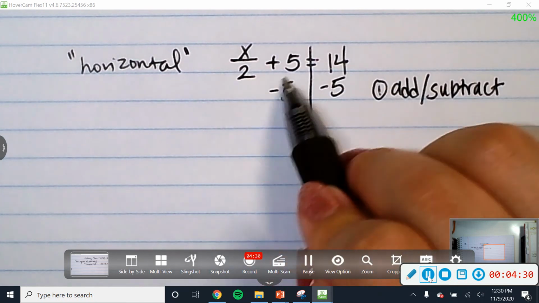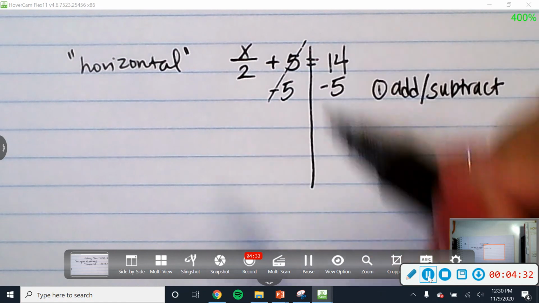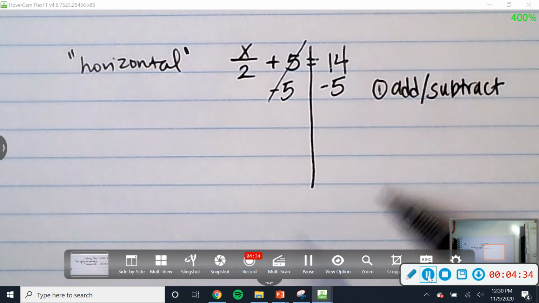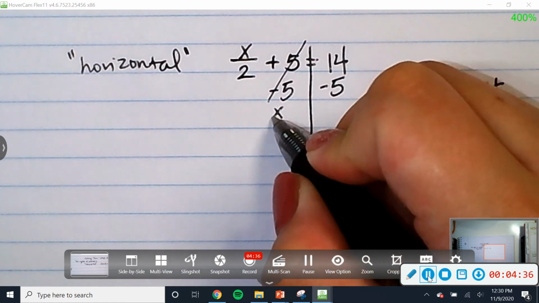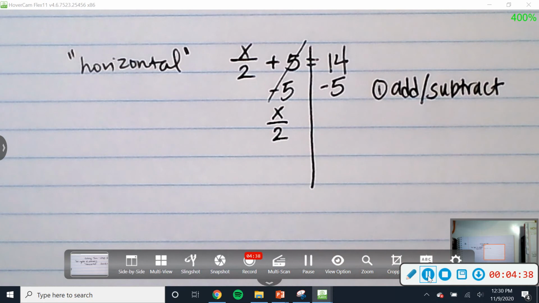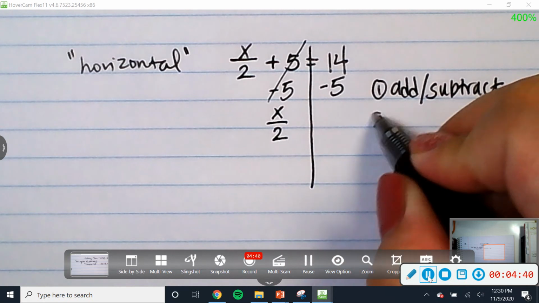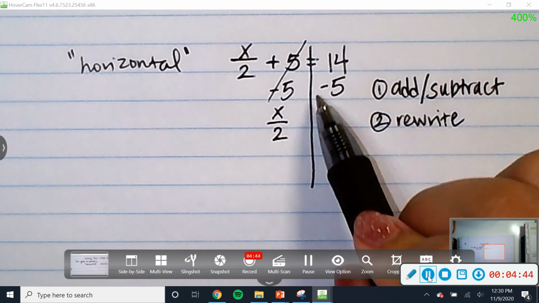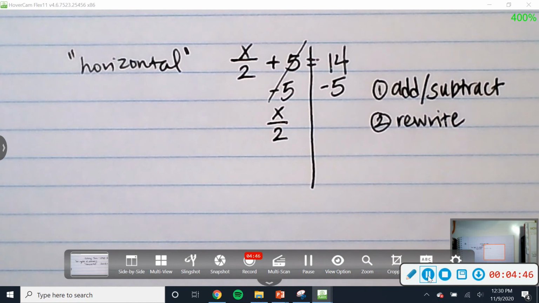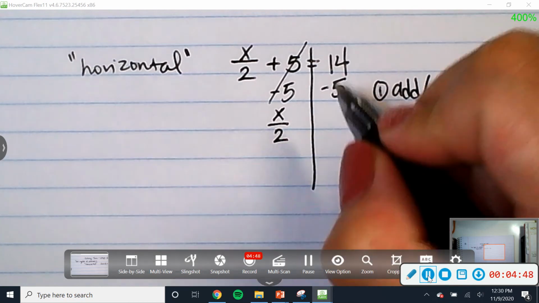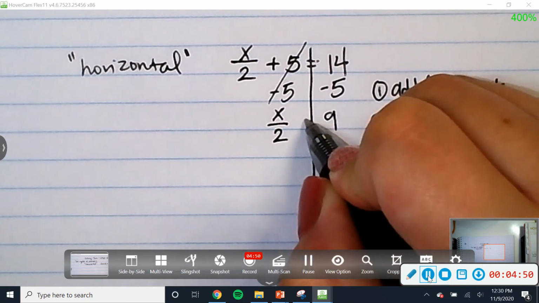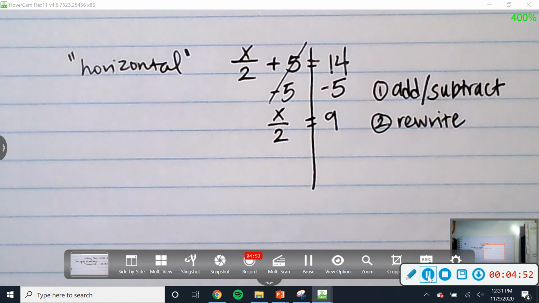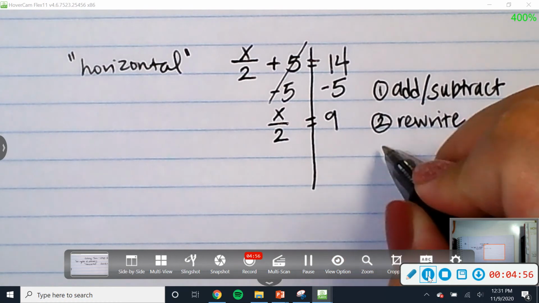So on this side of my equation, I cross out my plus 5 and minus 5, and I just write what is left, so x over 2. On the other side of my equation, I have 14 minus 5. So I solve that. 14 minus 5 is 9. So from my rewritten equation, I have x over 2 equals 9.